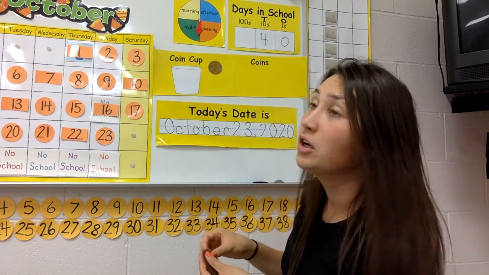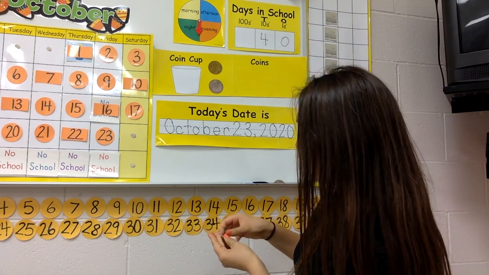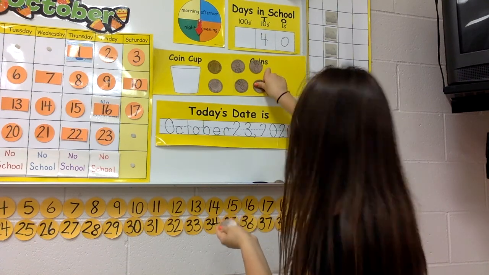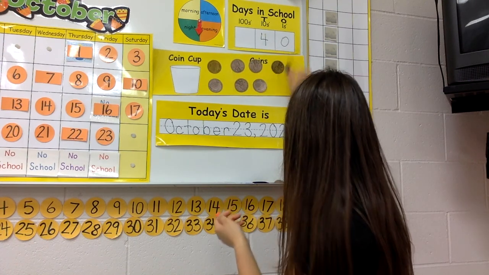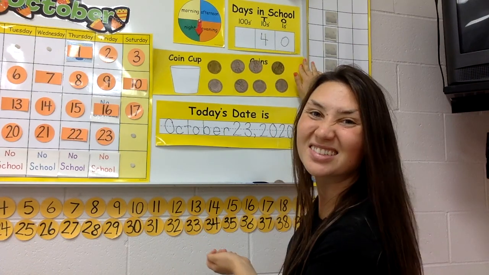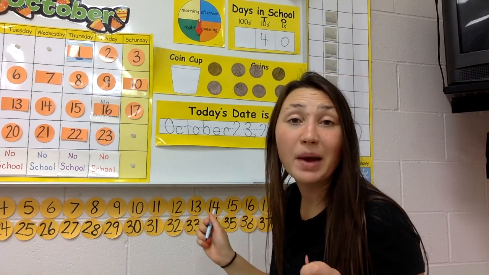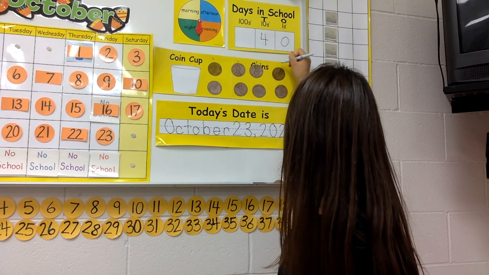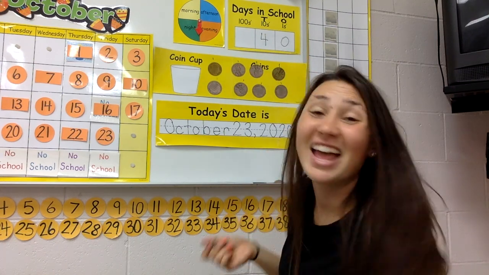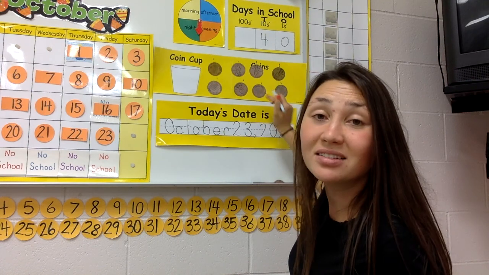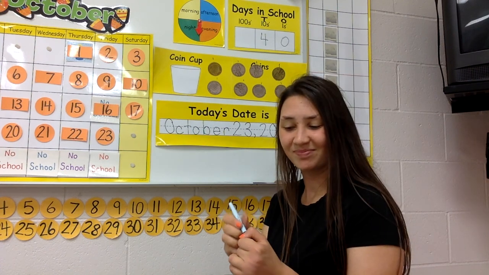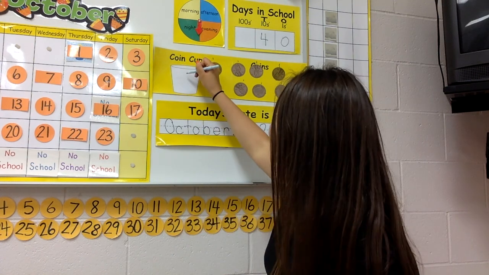Ready? 1, 2, 3, 4, 5, 6, 7, 8. 8 pennies. And we said that each penny is worth 1 cent. So I'm going to write the number 1 above each. 1, 1, 1, 1, 1, 1, 1, 1. And so if I have 8 pennies, each worth 1 cent, how much money did I have in my coin cup? 8 cents, right? 8 cents in the coin cup.